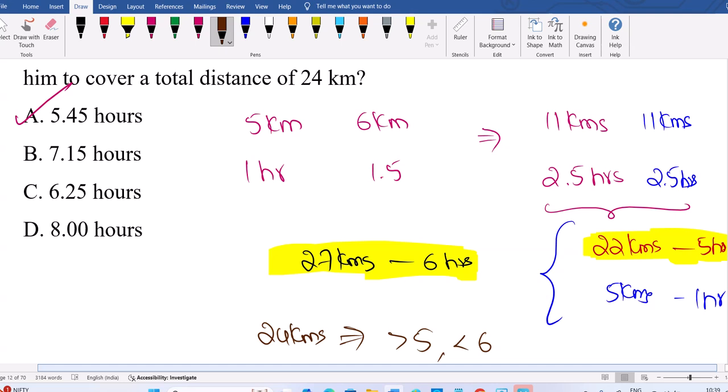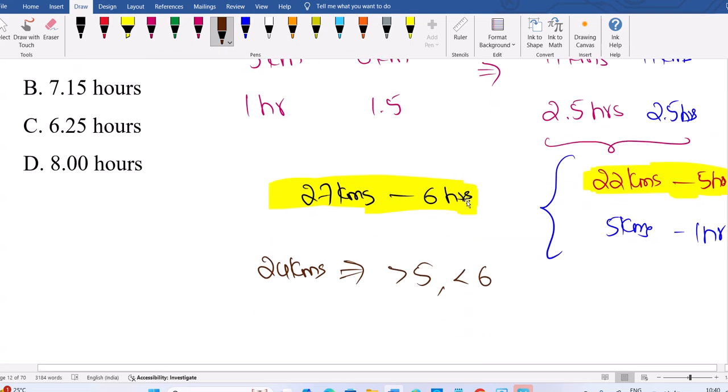Okay, now we'll see why exactly 5.45. Now 22 kilometers, 5 hours. What is the remaining target? 2 kilometers. But actually in the next 1 hour you are going to travel 5 kilometers. Half an hour, 2.5. But you want only 2. I can say the distance pending. This is what you can do actually. 22 kilometers you have already done in 5 hours.